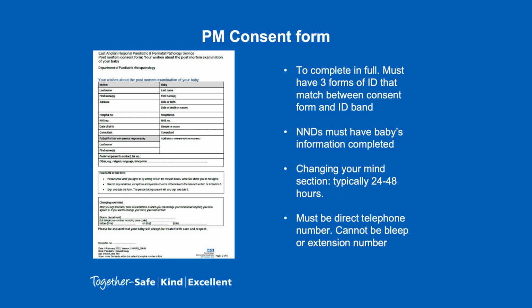If there are any religious requirements, this should be recorded on the consent form. The changing your mind section at the bottom of the page is a time for mum and dad to be given to change their mind about the post-mortem. We would typically suggest 24 to 48 hours for this time. The name of the person or member of staff must be recorded in this section with a full telephone number, including area code, and a date and time after which we will carry out the post-mortem. It must be a direct telephone number. It cannot be a bleep number or an extension number.